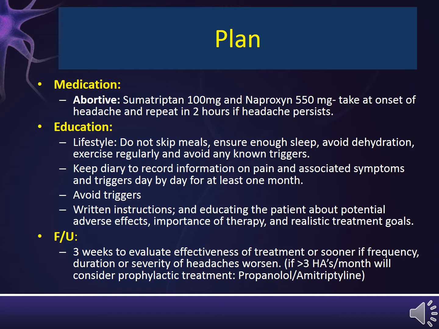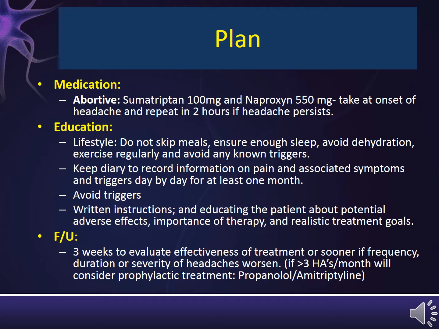So the plan was to give abortive treatment, which means treatment at the time of headaches, by starting with sumatriptan or Imitrex 100 milligrams and naproxen 550 milligrams at the onset of a headache, and it could be repeated at 2 hours if the headache persists. She was educated to not skip meals, to ensure enough sleep, avoid dehydration, to exercise regularly, and to avoid any known triggers, and to keep a diary to record information about the headache and associated triggers. We also gave written instruction about the medication.